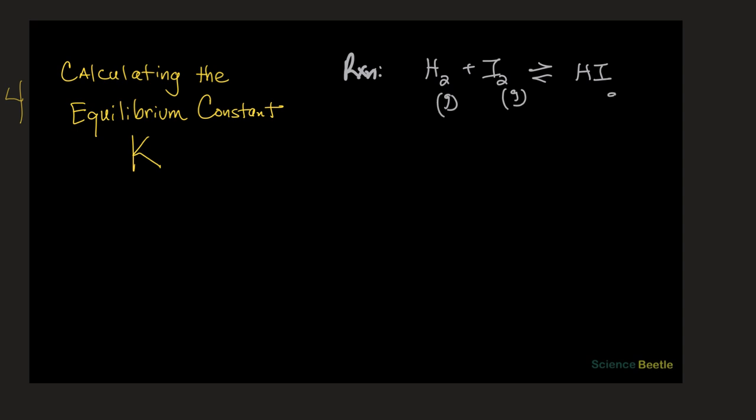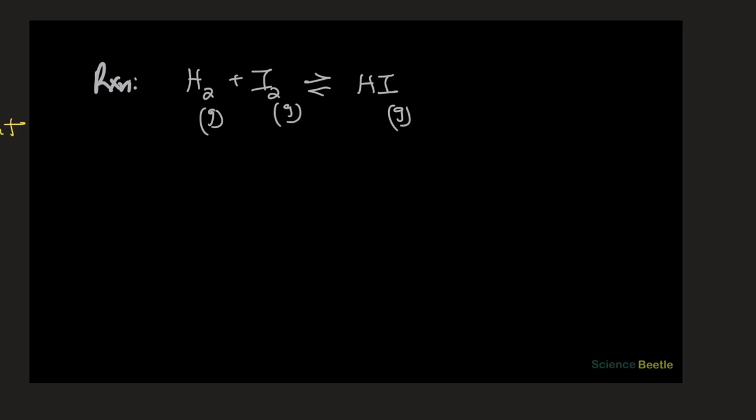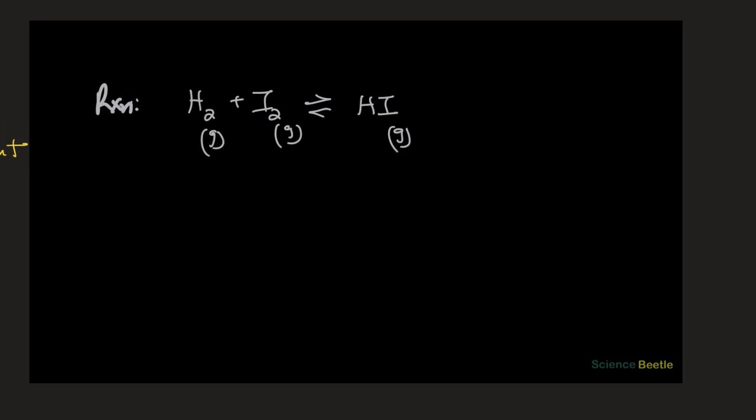hydroiodic acid gas. Now, the very first thing that you'll need to do here is balance this reaction. If I zoom in and we look at these items, notice we've got 2 hydrogens on the reactant side, but on the product side, we've only got 1 hydrogen. So we're going to have to double that. Coincidentally, if you look at the iodine, there are 2 iodines here because of the subscript, so we're going to have to have two iodines.